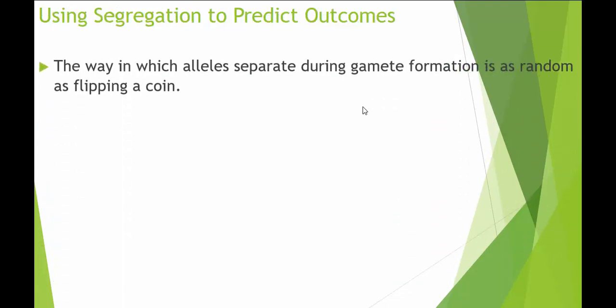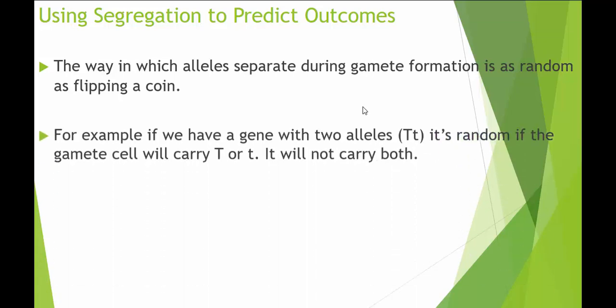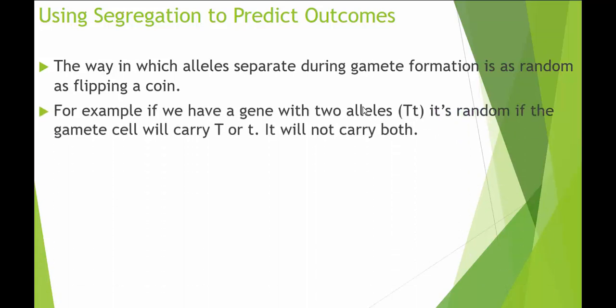Now, the way in which alleles separate during gamete formation is as random as flipping a coin. For example, if you have a gene with 2 alleles, capital T and lowercase t, this is the example we're using. So when we say the way in which alleles separate, we're talking about the alleles right here that are the traits. It's random if the gamete will carry a capital T or lowercase t. It's not going to carry both.